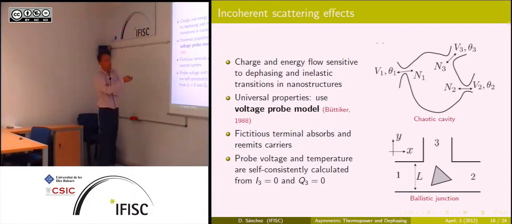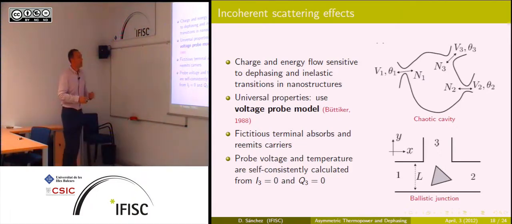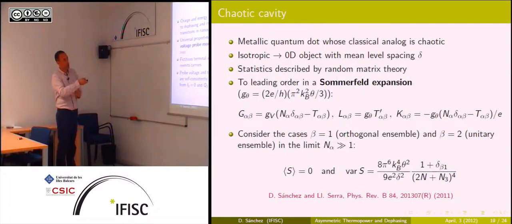But that's the other thing. So we can do this with voltage, that was done by Büttiker, and we can also extend the same model to temperatures. In a way we are kind of measuring the local temperature around this region by weakly coupling this probe. It would work like a thermometer, an ideal thermometer. So we apply this method to two systems.